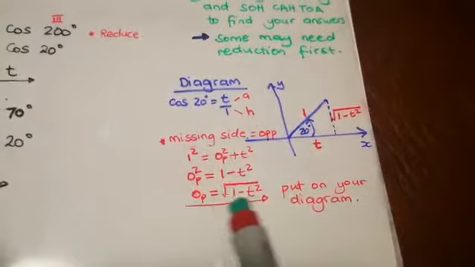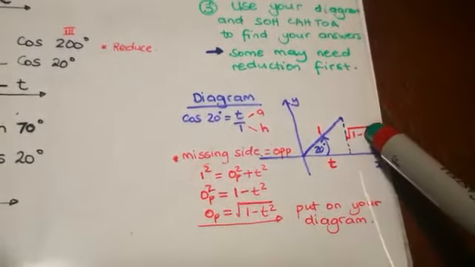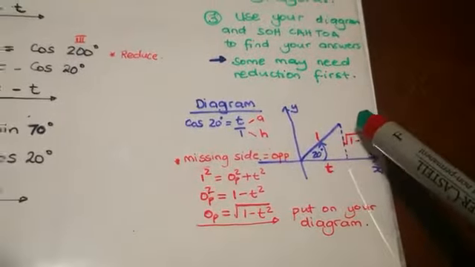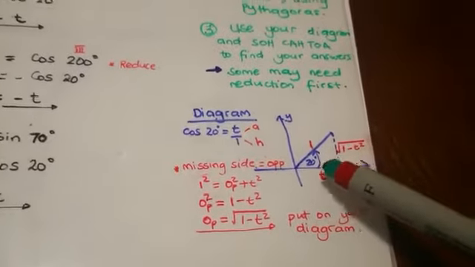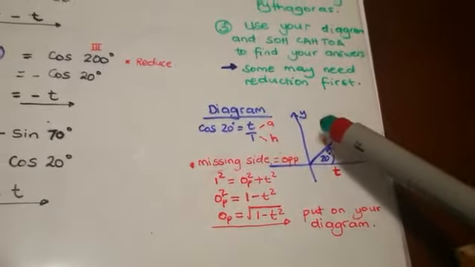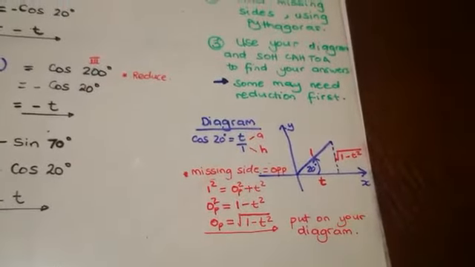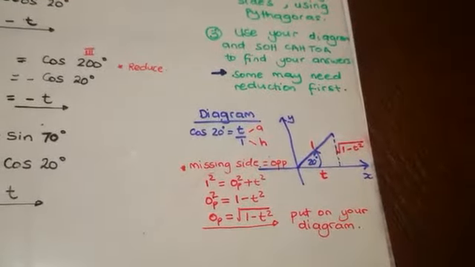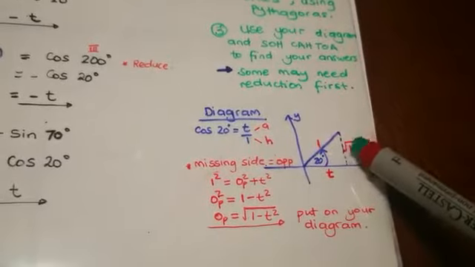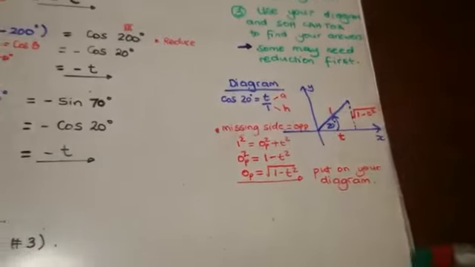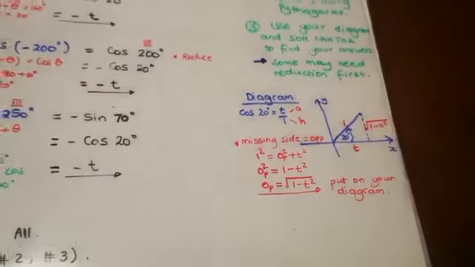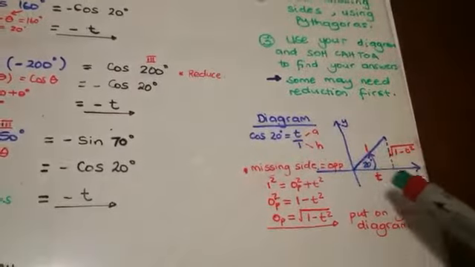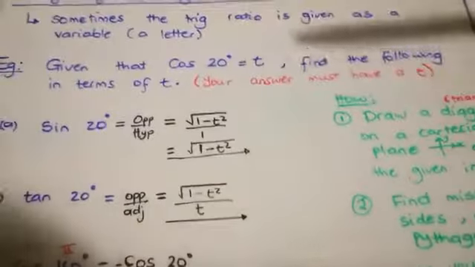Then once you have found this missing side, you put it on your diagram. Sometimes you will have the opposite and not the hypotenuse, or sometimes you can have these two and not have the hypotenuse. So you have to use the sides that are given to find what is missing. And then once you have found it, you put it in your diagram. Please don't forget, because you're going to use this diagram to answer the questions. Okay, so let's answer the question.